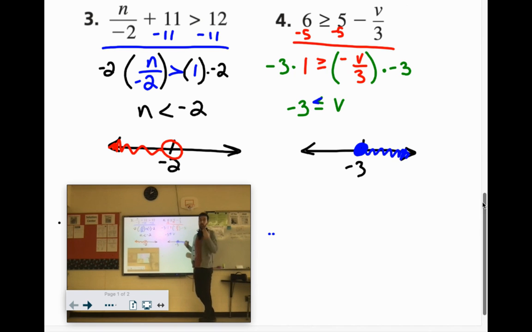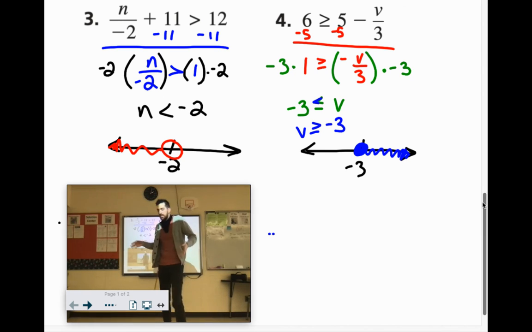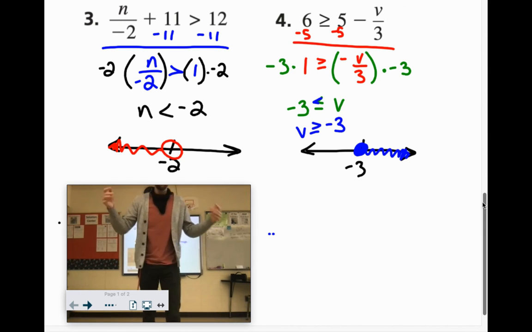Or if you feel more comfortable, you can reverse the way it's written. Negative 3 is less than or equal to v can also be written as v is greater than or equal to negative 3. These are the exact same inequality. So if it helps, rewrite it, and then you can do if the letter is first, then follow the arrow. If the letter is second, then whoop, letter is third. I don't know. You know.